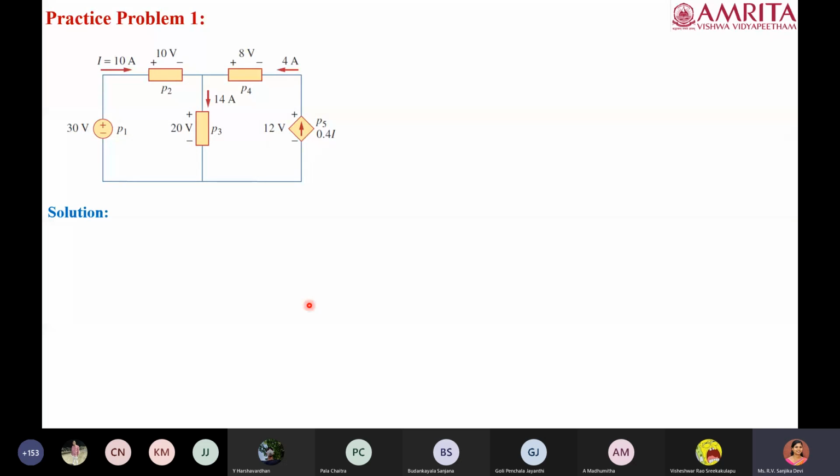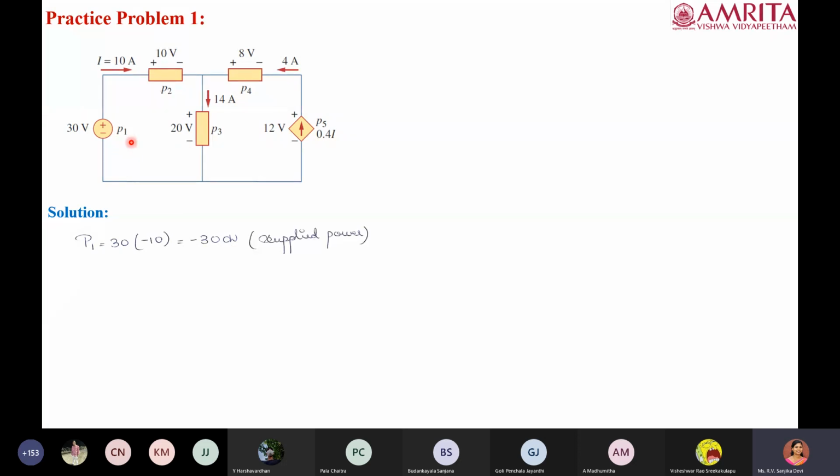Okay, Madhumita. Can you tell me the power P1? Yes, ma'am. It's minus 30 into 10, that is minus 300 watts. Okay, minus 300 watts, and it is supplying power, right? Because the current is coming out of the positive terminal. Good. So this question was to find all the powers P1 up to P5, and to understand whether each is supplying or absorbing power. So P1 is supplying power, so it is minus 300 watts.